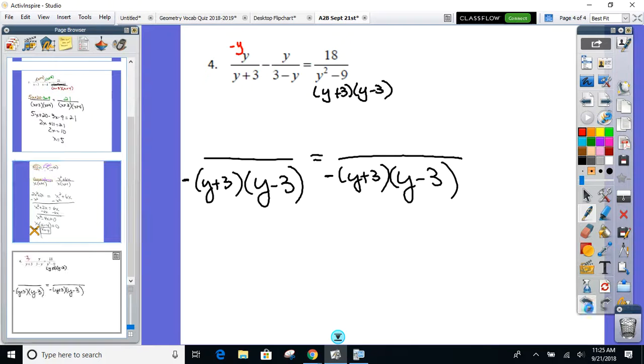Maybe it's easier if I do this instead. -y, and then the y minus 3. Everyone see where that's coming from? Because that negative is right here, and I still got to multiply it by y minus 3. So what's that going to give me on top now? Negative y squared plus, got it.